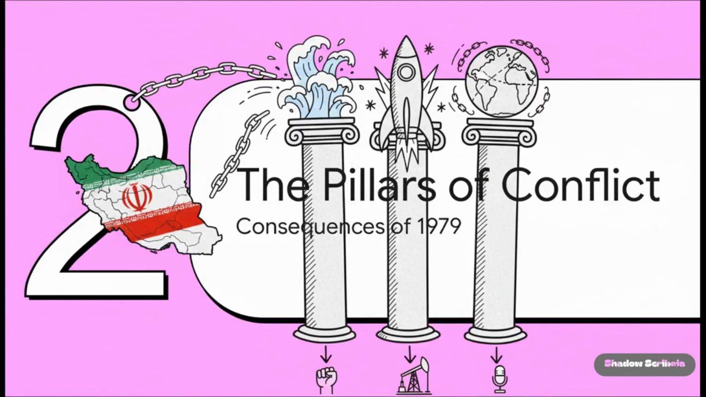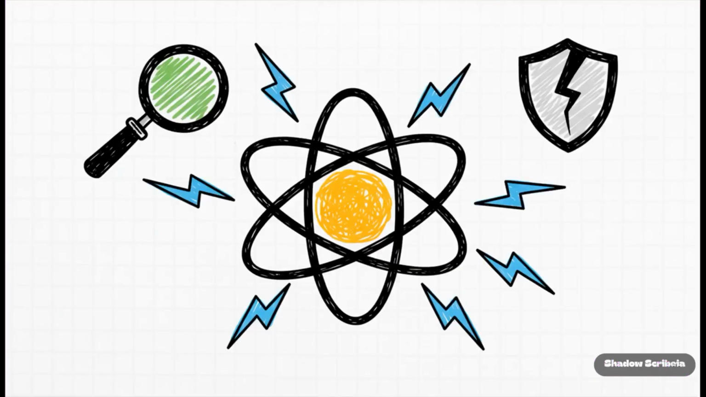So that revolution wasn't just some historical blip. It had these massive aftershocks, these lasting consequences. And those consequences are what make up the three main pillars of conflict that define the US-Iran relationship right now. Okay, first up, and this is the big one, the most high-stakes pillar, Iran's nuclear program. It is a constant source of global tension and, for the United States, a top-tier security concern.